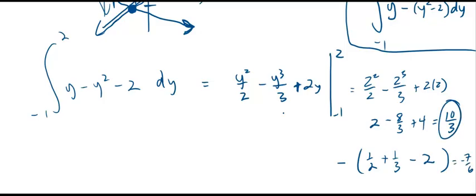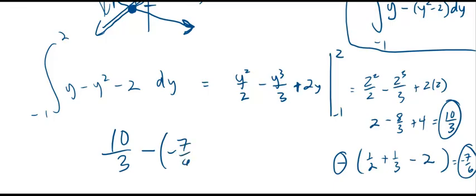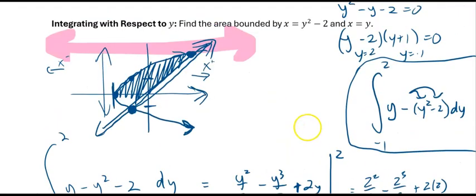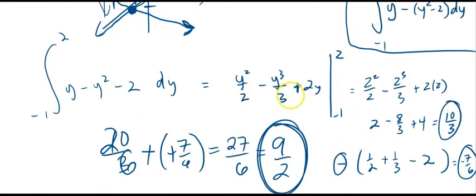Okay, so that's my upper bound, that's my lower bound, and there's a minus in between, so I'm going 10/3 minus -7/6, and that should give me 10/3 plus 7/6, so that's 20/6 plus 7/6, which should give me 27/6, which I can reduce, right? I can take 3 into both of those, 9/2. 9/2. That is the exact area of that weird looking region.